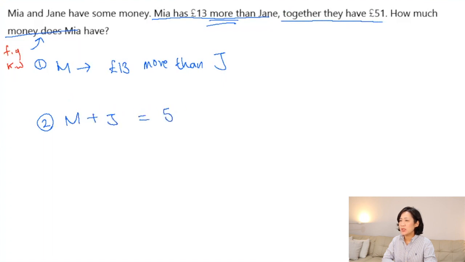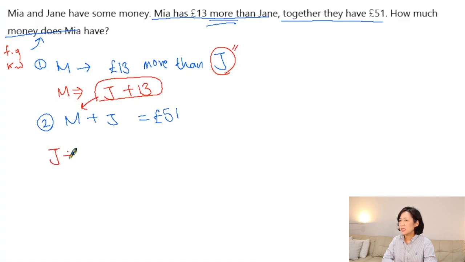Let's translate this keyword into the expression. Then let's think about our variables, the unknown value. Let's put Jane's money as a variable. Then Mia's money we can write as an expression. 13 more than is adding, right? So J plus 13 is Mia's money. Now let's put J plus 13, then add J, that gives you 51, right?